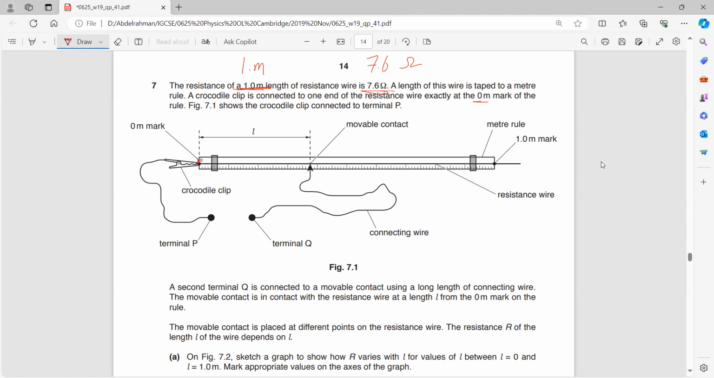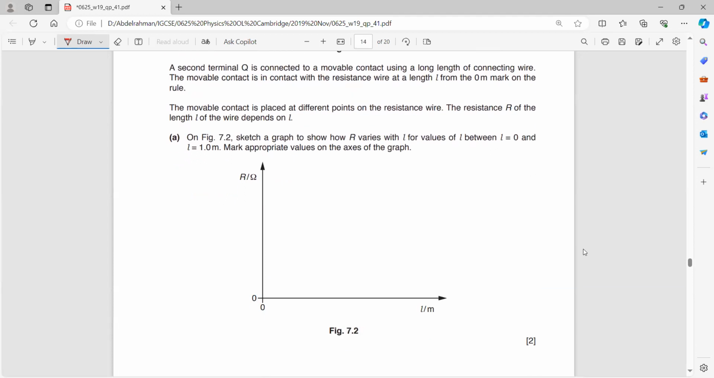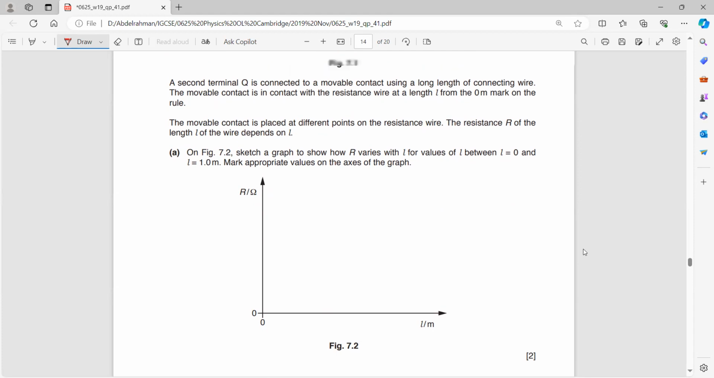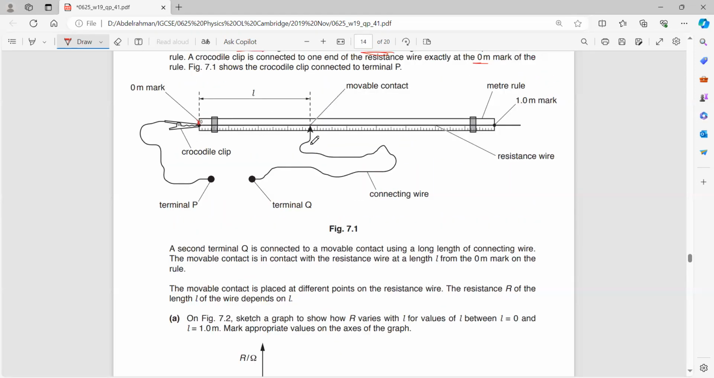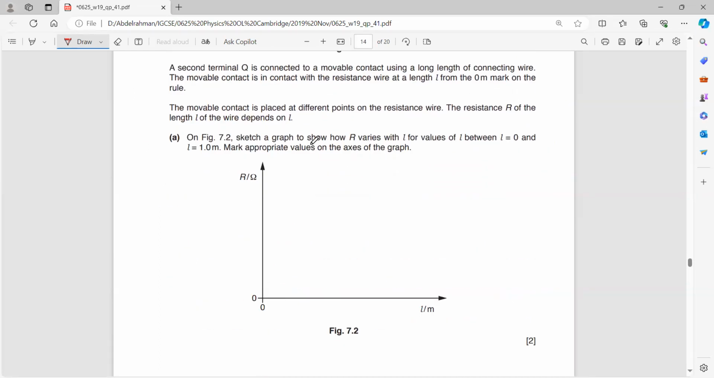Very good. But someone remind me quickly: what happens to the resistance as the length increases? When I'm changing this movable contact, what will happen to the resistance? Won't it be parallel to the x-axis? Directly proportional. You said, Nada, it would be parallel to the x-axis, so it would go down as a curve.